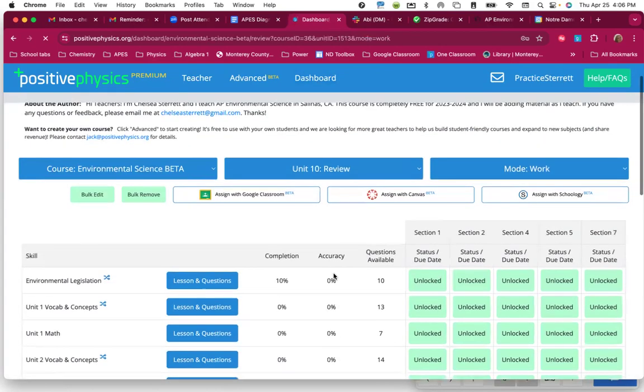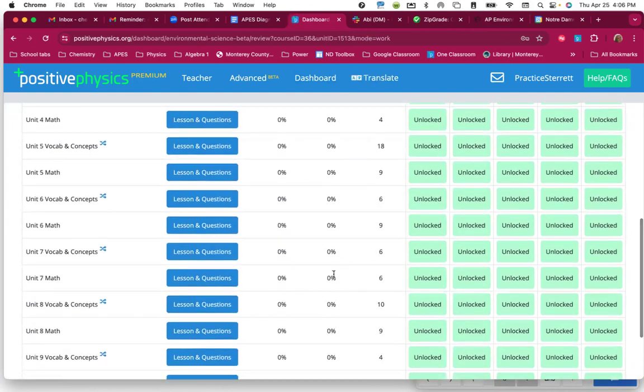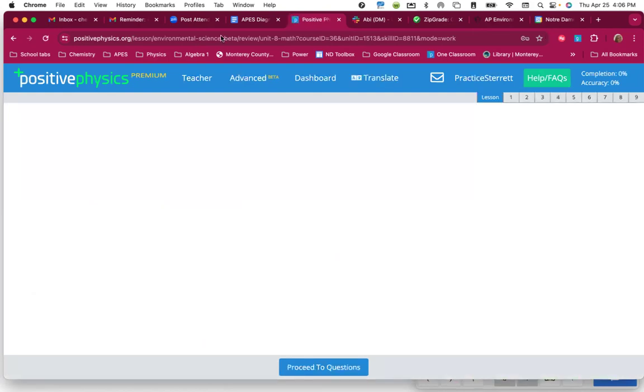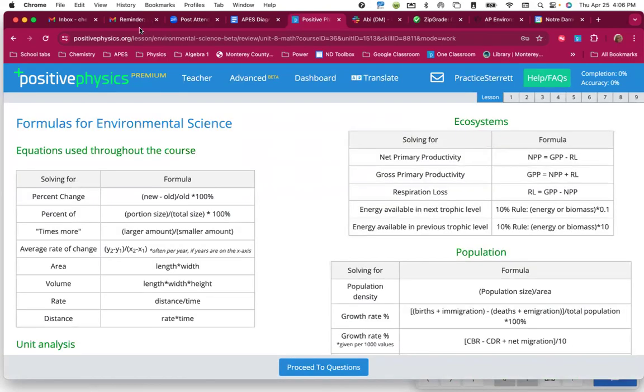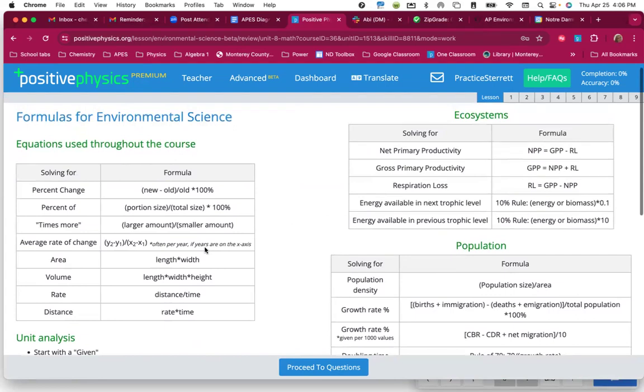I'm going to show you the math part, because I think that's really the most valuable thing about this website and what I have been working on and what I'm excited to share with you guys. So I'm moving to the Unit 8 review. And what I was going to show you, hang on. Let's make this a little smaller. So I put together a formula sheet for all of the different equations that are used throughout the course.